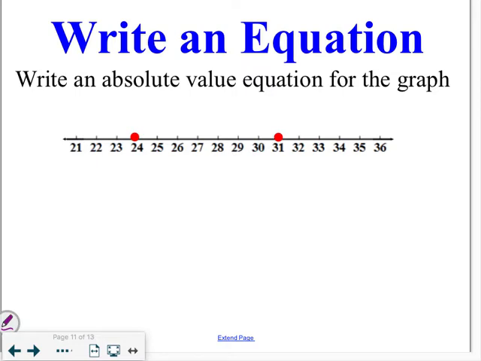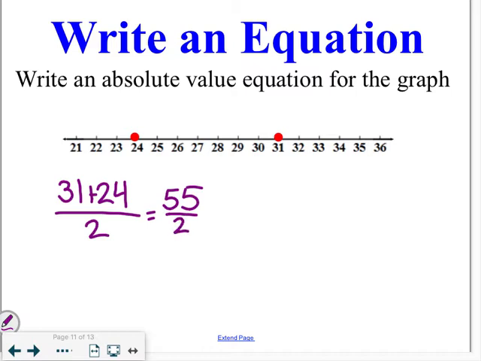We can do this by adding up our values. So I have 31 plus 24, and then I'm going to divide that answer by 2. So I end up with 55 divided by 2, which gives me 27.5. So that is our middle value.